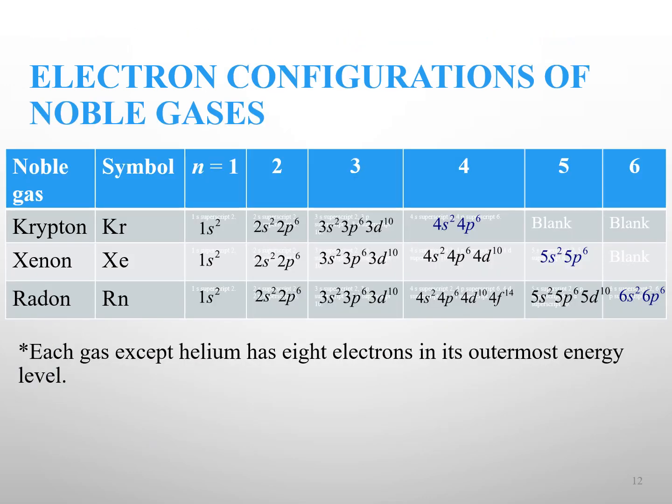Let's take a look at krypton. Krypton will have its valence at level 4, xenon at level 5, radon at level 6. So these are just the inside layers of the electrons.